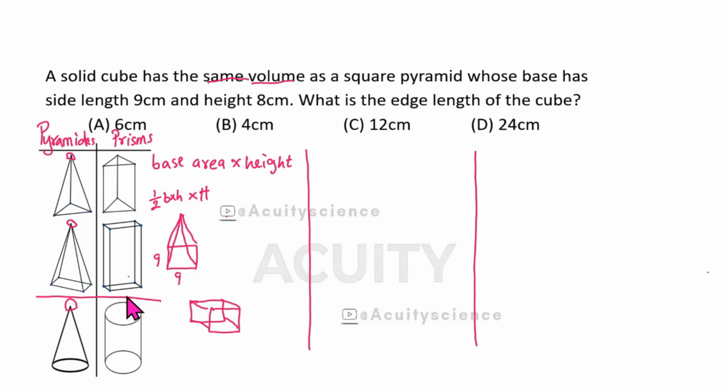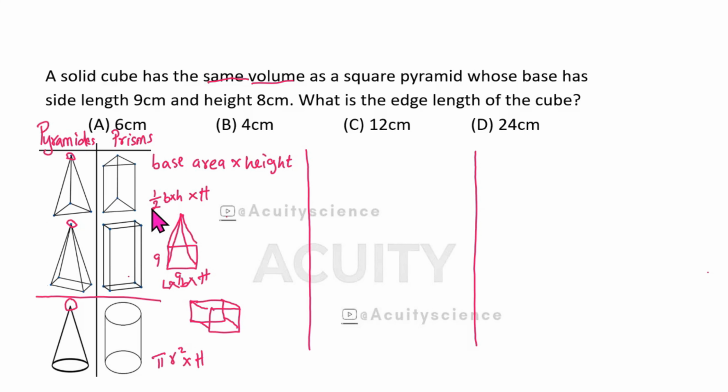For this, length times breadth, because it's a rectangle, these are cuboids. So length times breadth gives us the area of the base. Multiply that to the height, times the big H. Here, the area of a circle is pi r squared, and then we'll multiply to height.